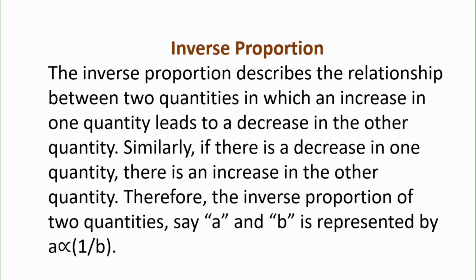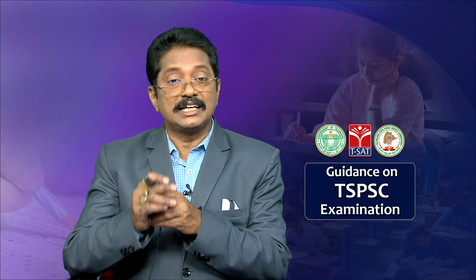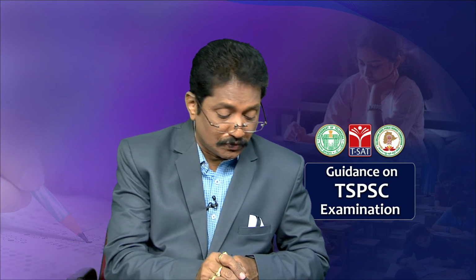Inverse proportion. Inverse proportion describes the relationship between two quantities in which an increase in one quantity leads to a decrease in the other quantity. Similarly, if there is a decrease in one quantity, there is an increase in the other quantity. So, we can say A is proportional to 1 by B.